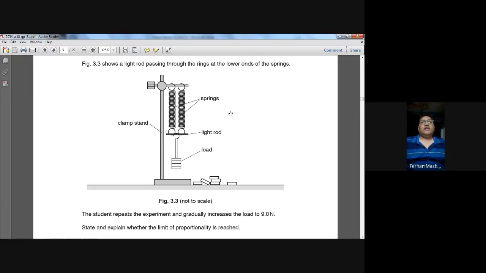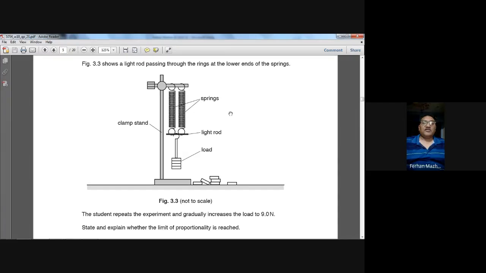So one spring will be experiencing only 4.5 Newton. The limit of proportionality for the spring is crossed when the load is beyond 7 Newton. So 4.5 Newton.